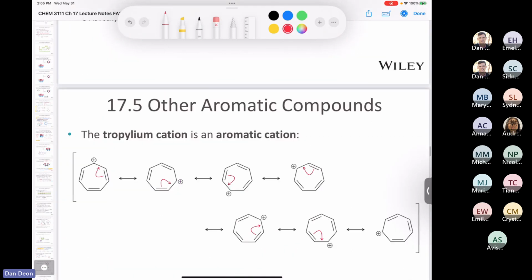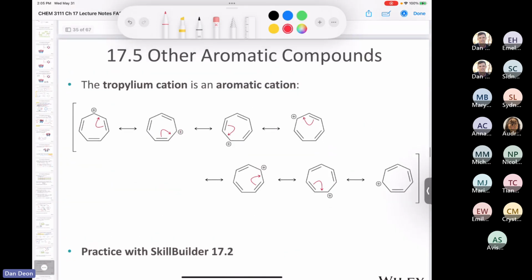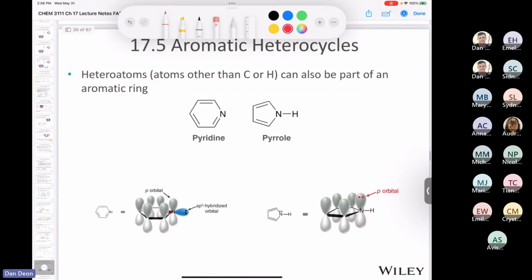So let's take a look here. The tropylium cation is an aromatic cation. So to review, we looked at the cyclopentadienyl anion, which is aromatic, and now the tropylium cation, which is an aromatic ion. I've been going on for quite a bit here, and I know I'm probably really into it, and you might be bogged down a little bit here.